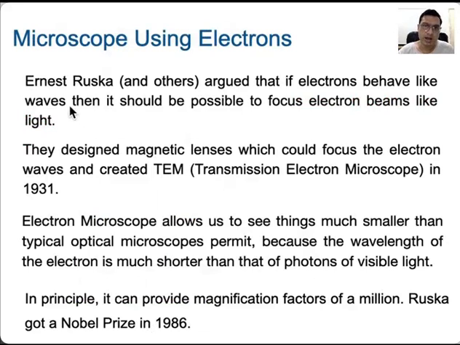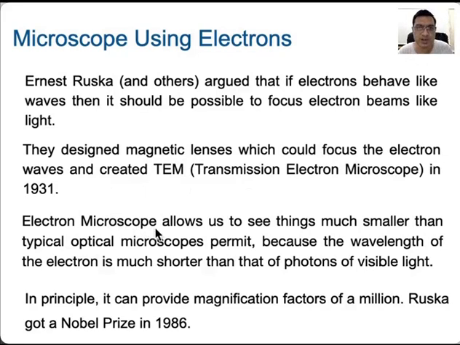Ernst Ruska and others argued that if electrons behave like waves, then it should be possible to focus an electron beam like light. Like light, you can focus using lenses. In the same way, electrons behave like waves, so we can focus an electron beam as we can do with light. For that purpose, they designed magnetic lenses which could focus the electron waves and created what is called the transmission electron microscope, or TEM, in 1931.